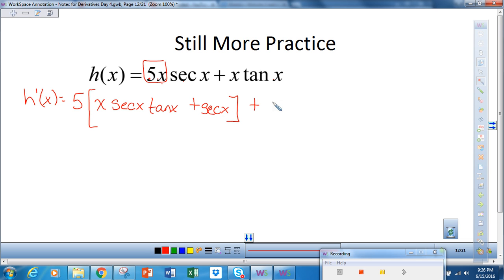And then we do the same thing here. We keep x the same. The derivative of tan x is secant squared x, plus tan x. And that's our answer.